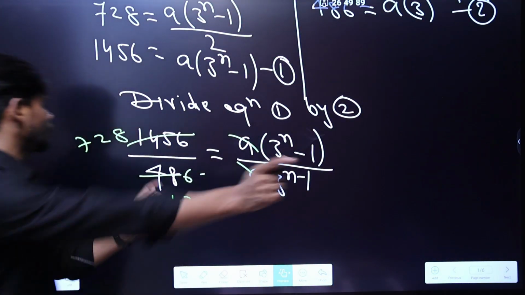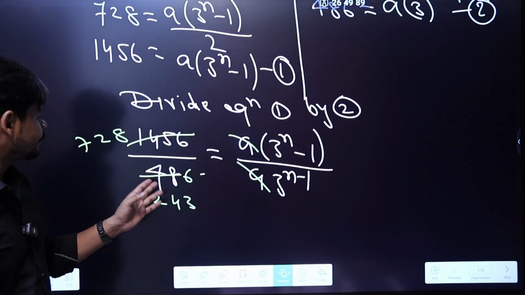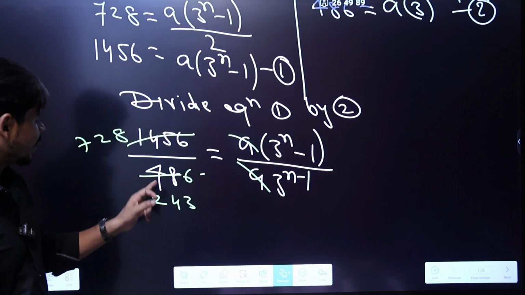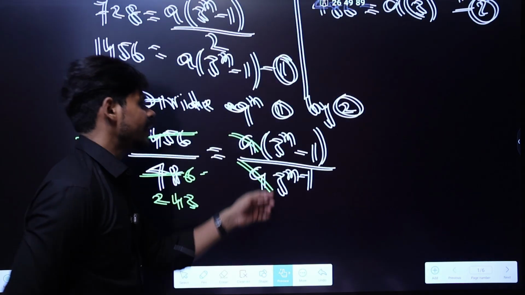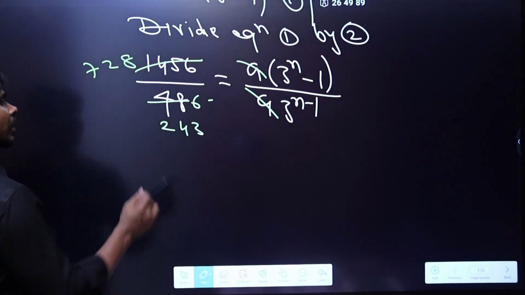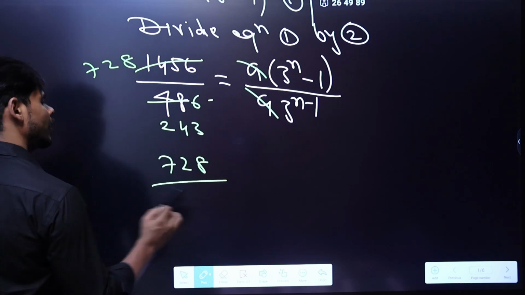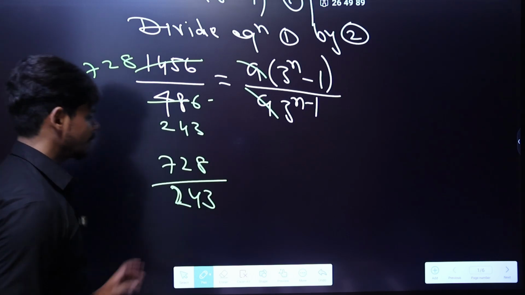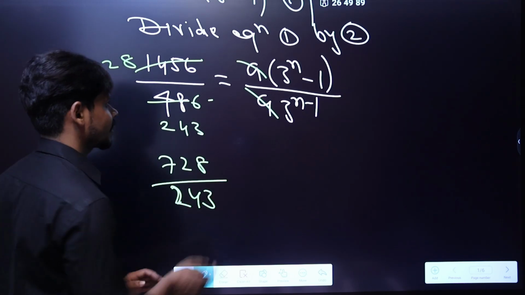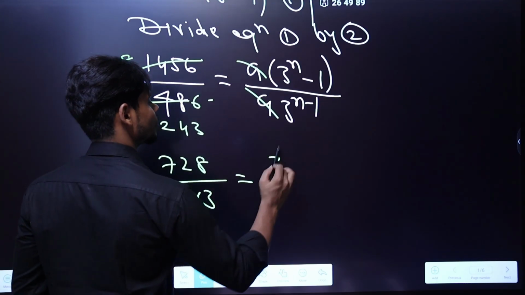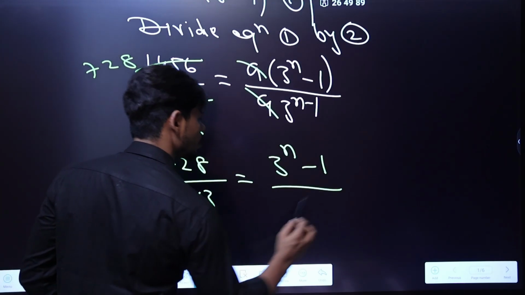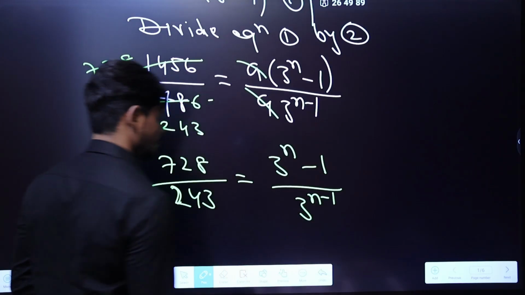No problem. 486. So it will become 728 if I cancel by 2. Okay, let's write the same thing. No problem. If they are not getting cancelled out, just write as it is. 728 divided by 243. 728 divided by 243. Okay. Next, that will be equal to 3 raised to power n, then minus 1 and whole divided by 3 raised to power n minus 1.